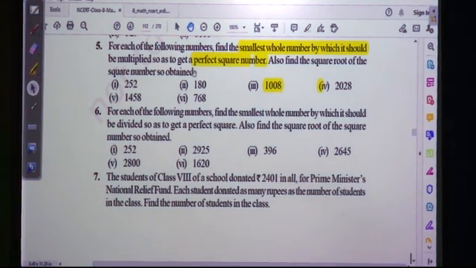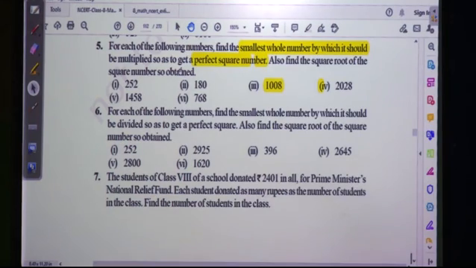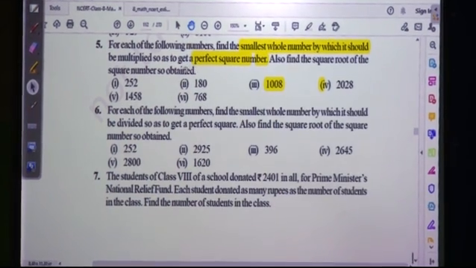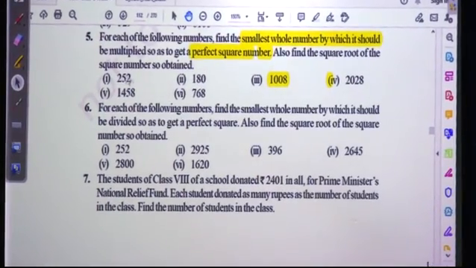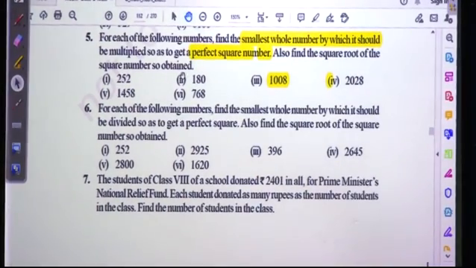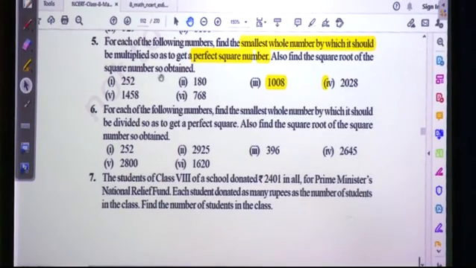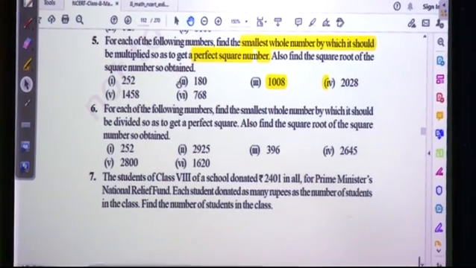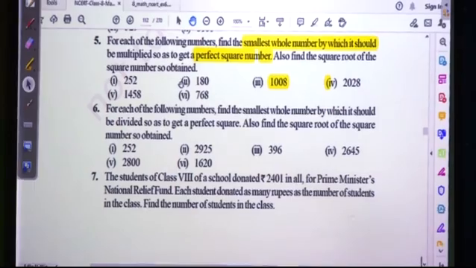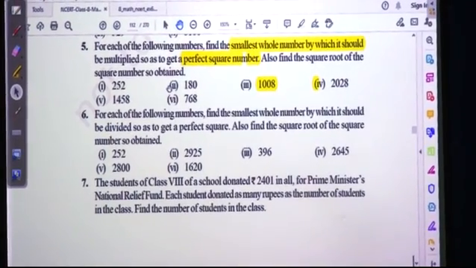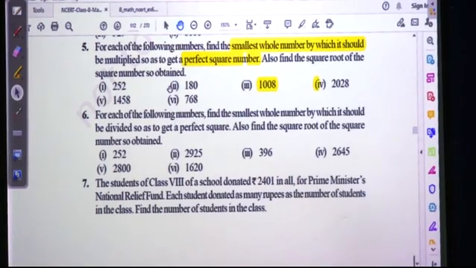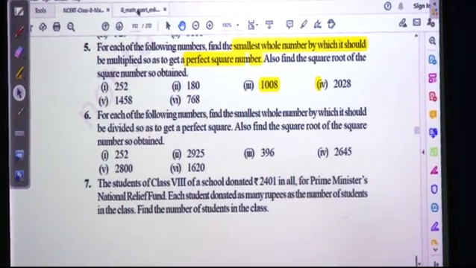So, we have to find the smallest number by which it should be multiplied to get a perfect square number, so that it becomes a perfect square. Then also find the square root of the square number so obtained. Whatever perfect square we get by multiplying the smallest number, afterwards find the square root of that. Let us switch to the solution.